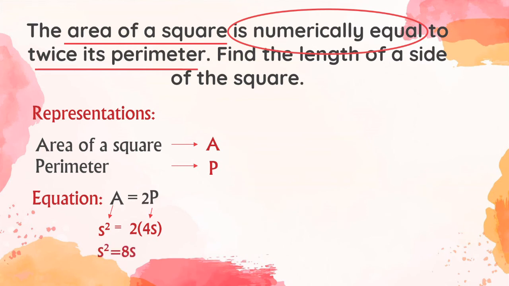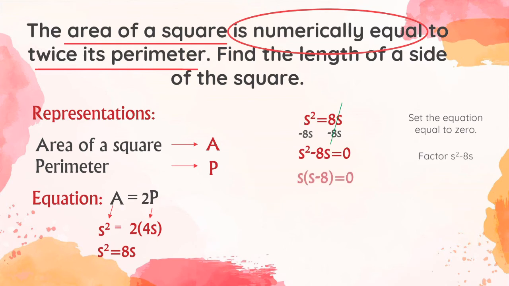Then, magsisimplify na tayo. S squared equals 8s. Set the equation equal to 0. Ito yung ginawa natin kanina. So, unwanted si positive 8s sa right side, kaya we add negative 8s. The equation became s squared minus 8s equals 0. Let's factor this as s times the quantity s minus 8. Why? Because of the greatest common monomial factor.